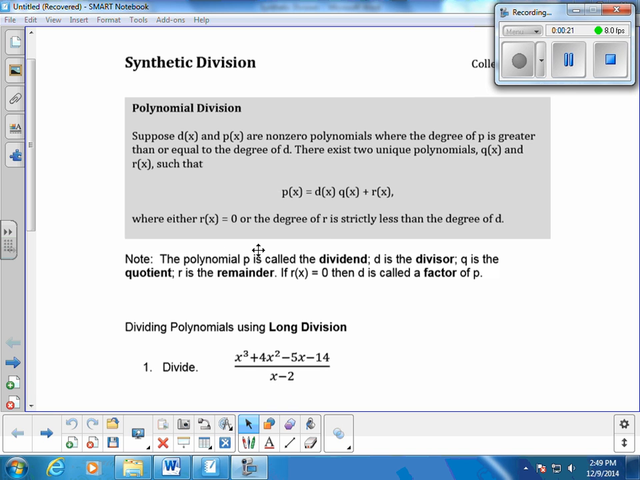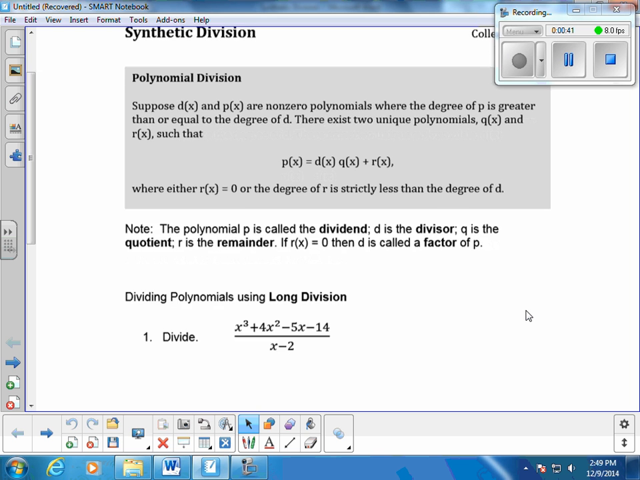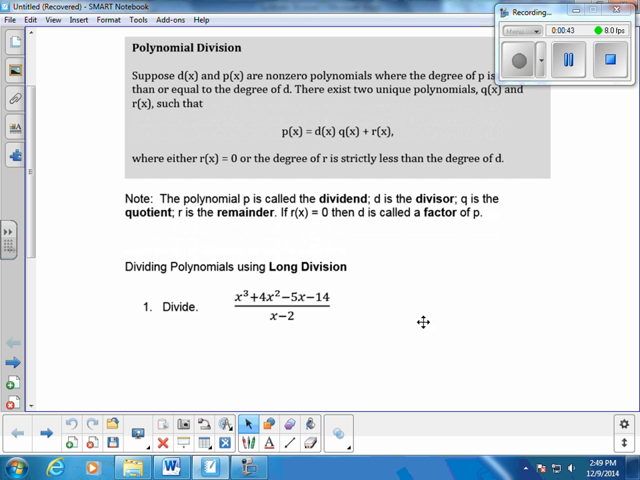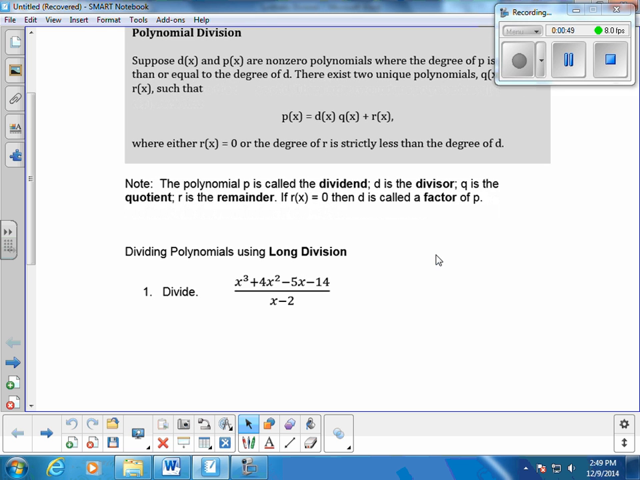The polynomial P is called the dividend, D is the divisor, so this is our divisor, Q is the quotient, R is the remainder. Now if this remainder equals 0, then we know that D is called a factor of the original polynomial P. Now, as in all other lessons, let's see when we actually put some numbers to these formulas and see how they work out.